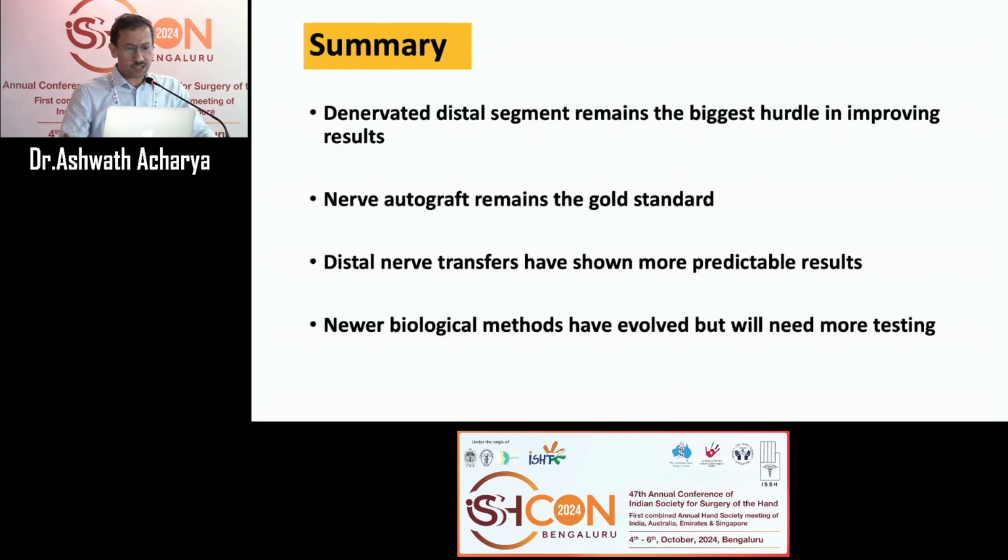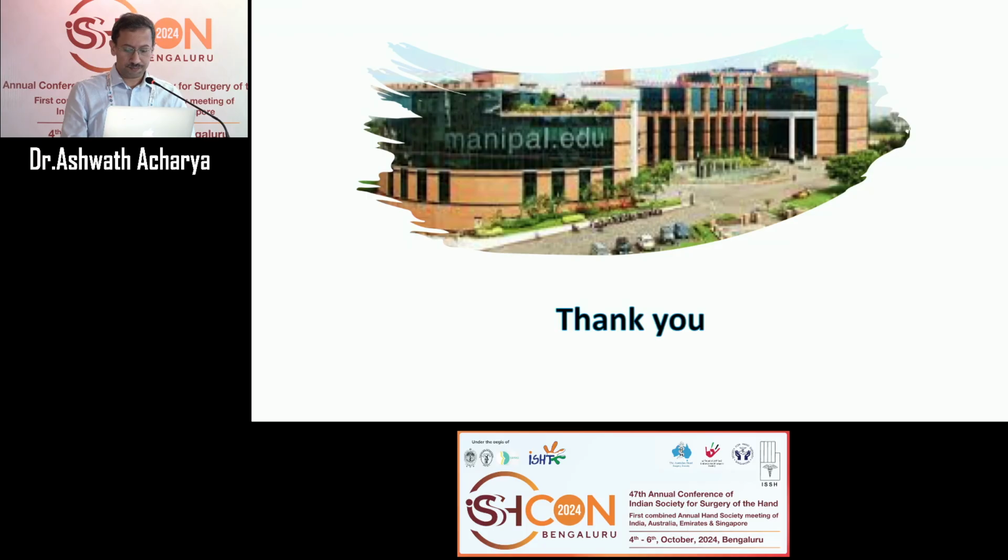To summarize, the distal segment of the nerve injury is the biggest hurdle. A lot of work is going on to improve the results or improve Schwann cell survivability. Nerve autograft still remains the gold standard, and distal transfers are more and more frequently done now. Newer biological methods have evolved, but more testing needs to be done for them. Thank you.